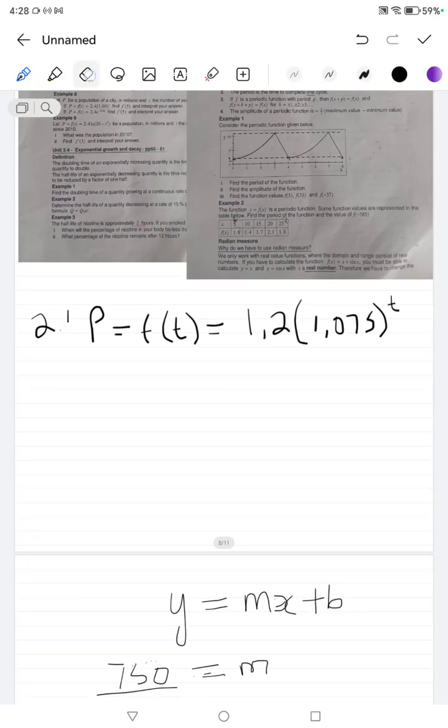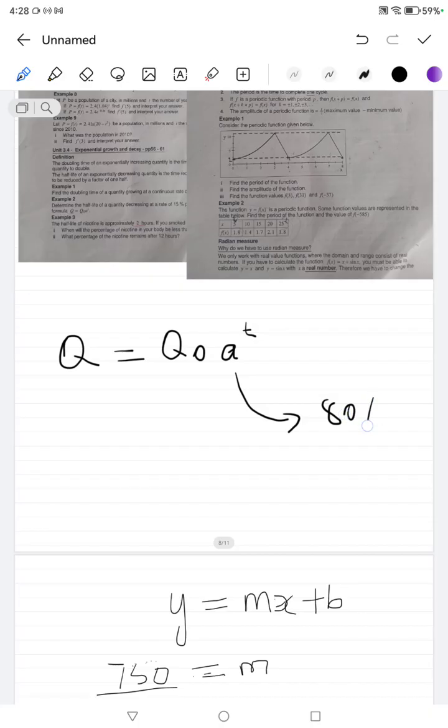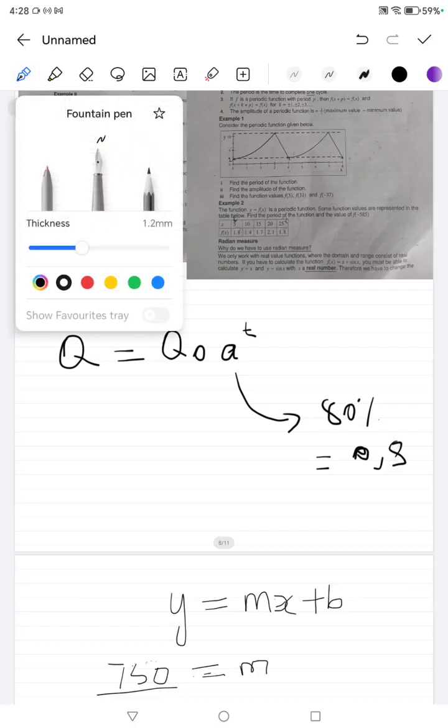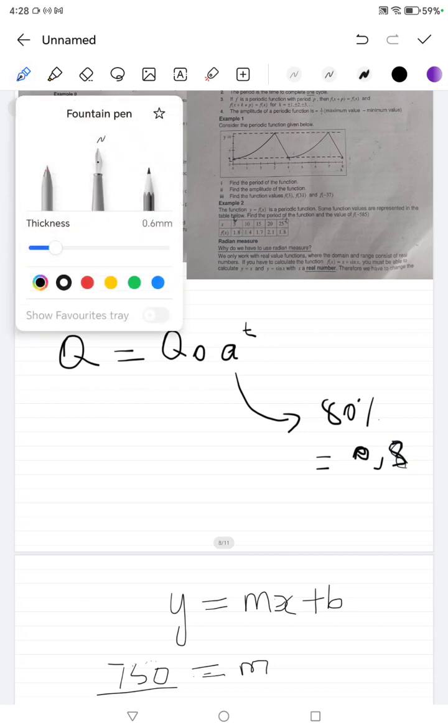So now we are working with what? We are working with quantities. You have Q, such that you have your initial quantity, then you have your A to the exponent T. Then what did we work out? We've already worked out our A. We said our A is going to be 80%, which is your 0.8.